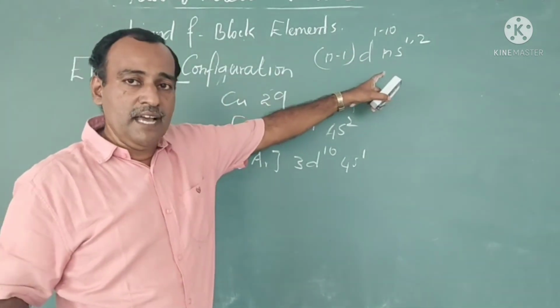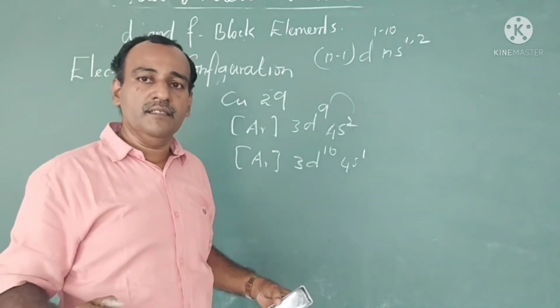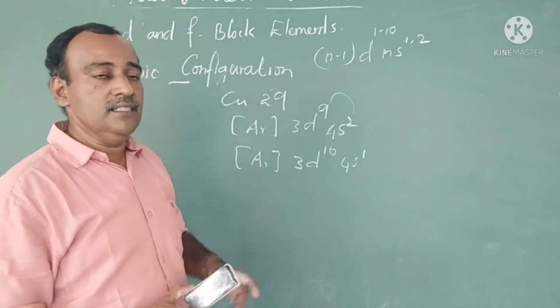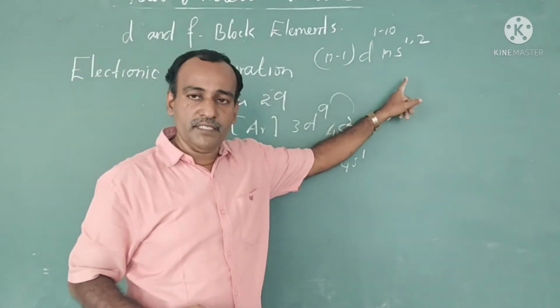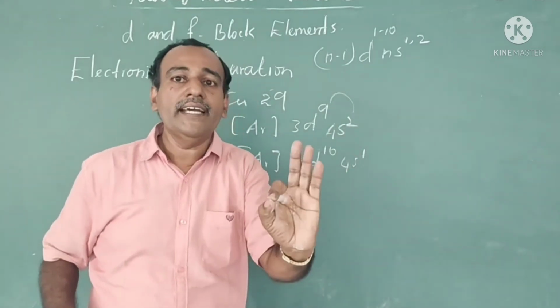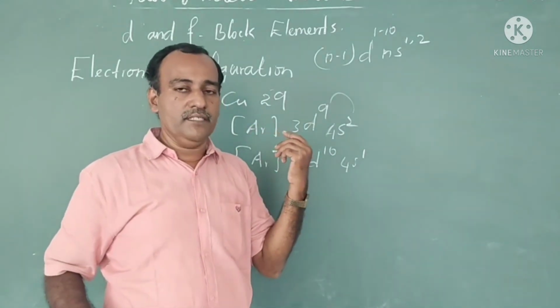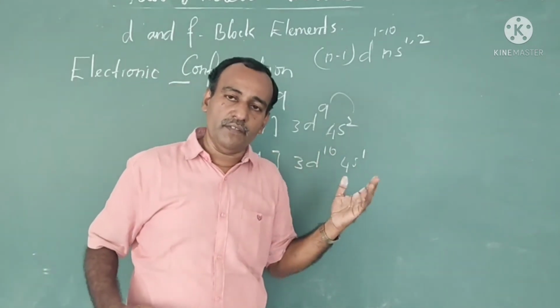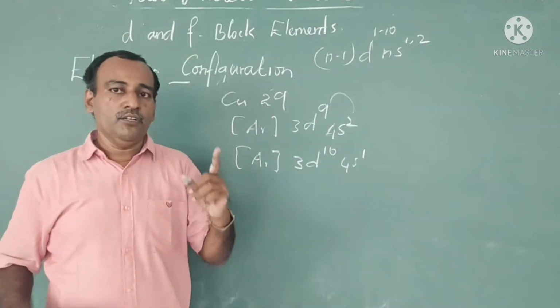But this generalization has a lot of exceptions. Why does the exception come? Because the (n-1)d orbital and ns orbital have almost equal energy. So we considered two examples. One is the electronic configuration of chromium, and another is the electronic configuration of copper.